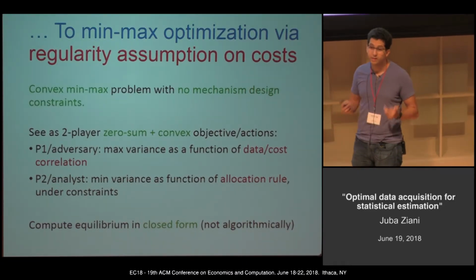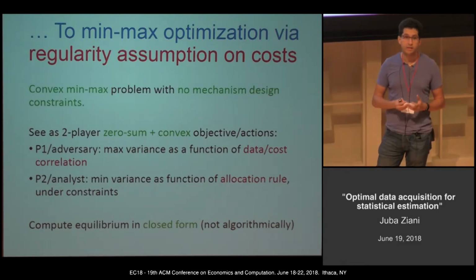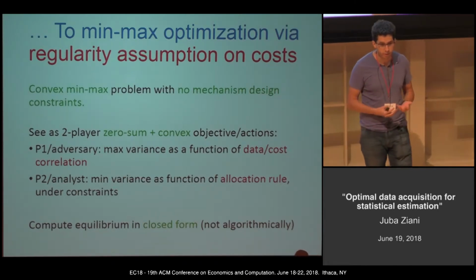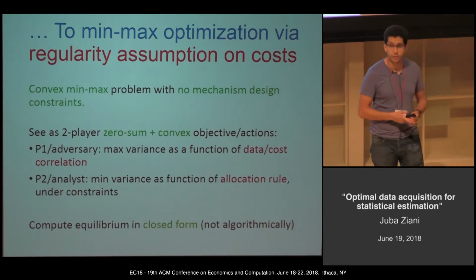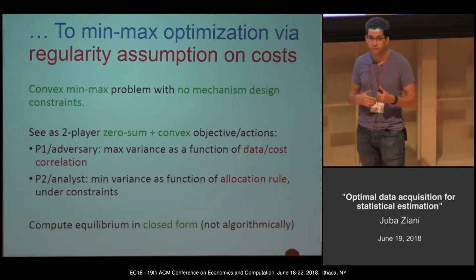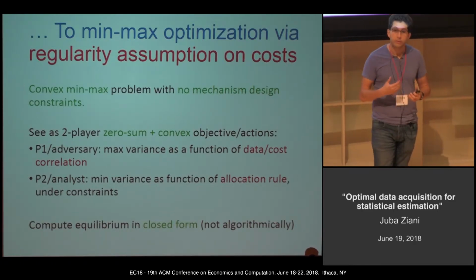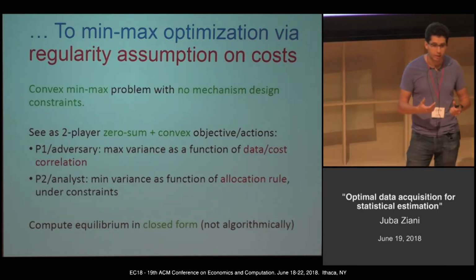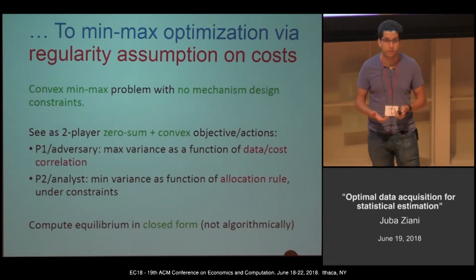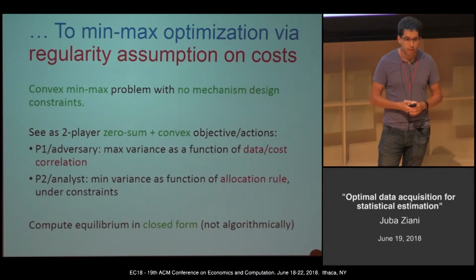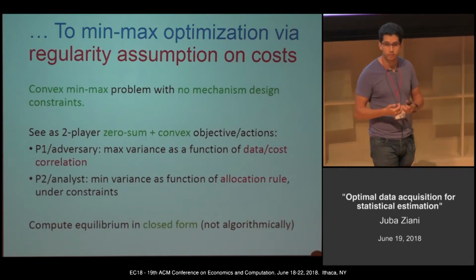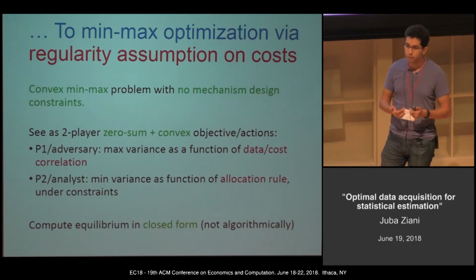And once you have this convex min-max problem, you can just see this problem as a two-player zero-sum game in which the objective and the action spaces of the players are convex. And so here is how the game is set up. So the two players are the analyst and an adversary. And the adversary is controlling the correlation between the cost and the data, and is trying to make it as bad as possible for the analyst. So it's trying to maximize the variance in terms of this correlation. And the analyst, on the other hand, wants to minimize the variance and is controlling the mechanism, so more specifically the allocation rule under a bunch of constraints.